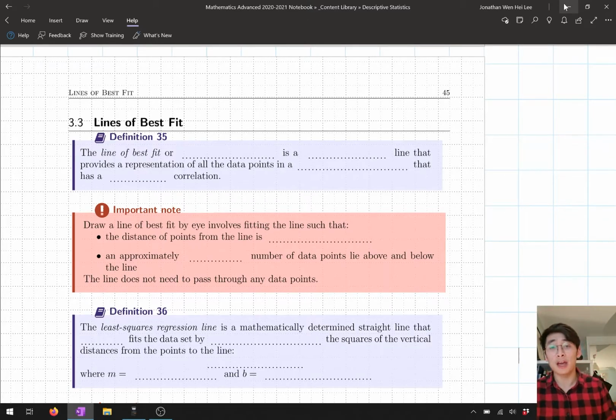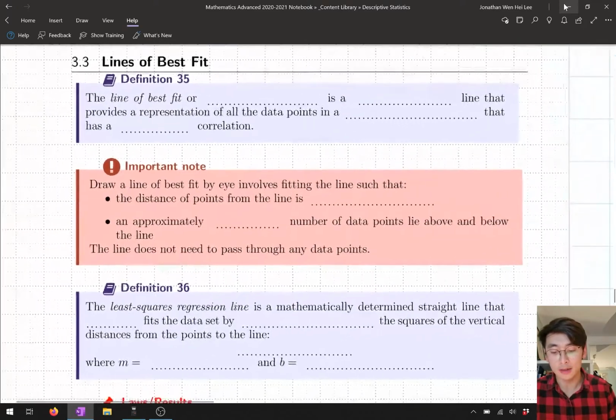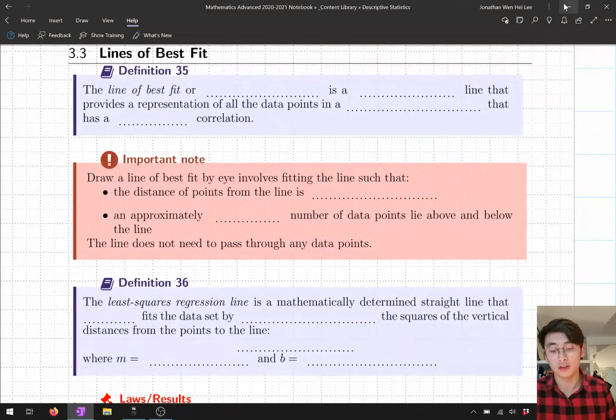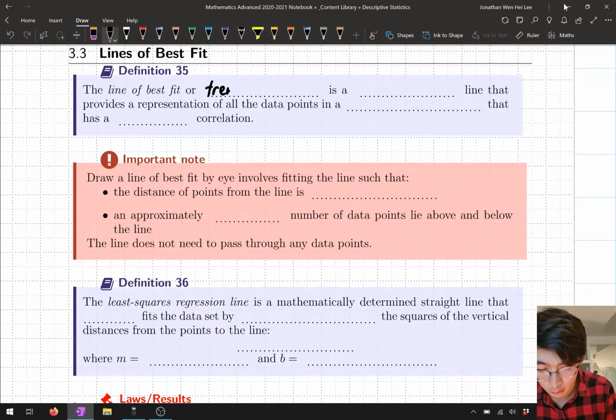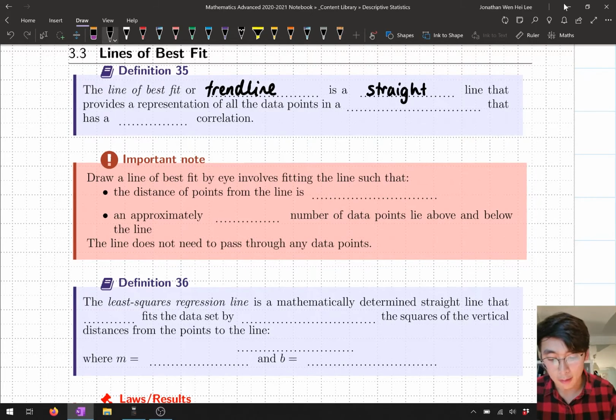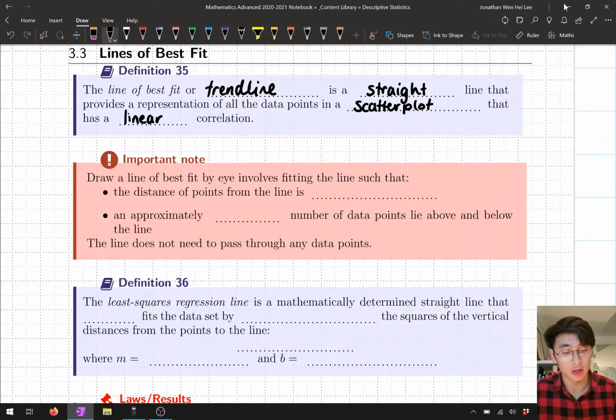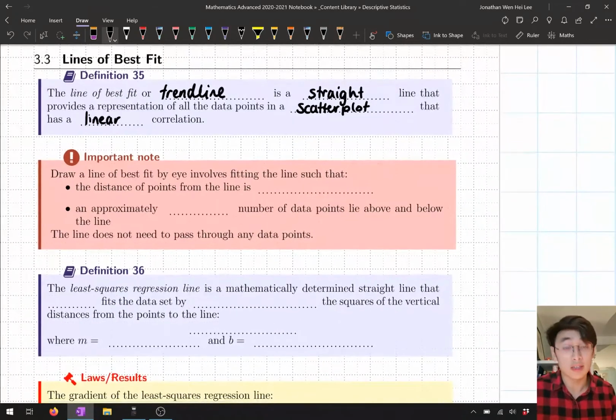This is on page 45 in your blue booklet, and this is definition 35. The line of best fit, or trend line, is a straight line that provides a representation of all the data points in a scatter plot that has a linear correlation.